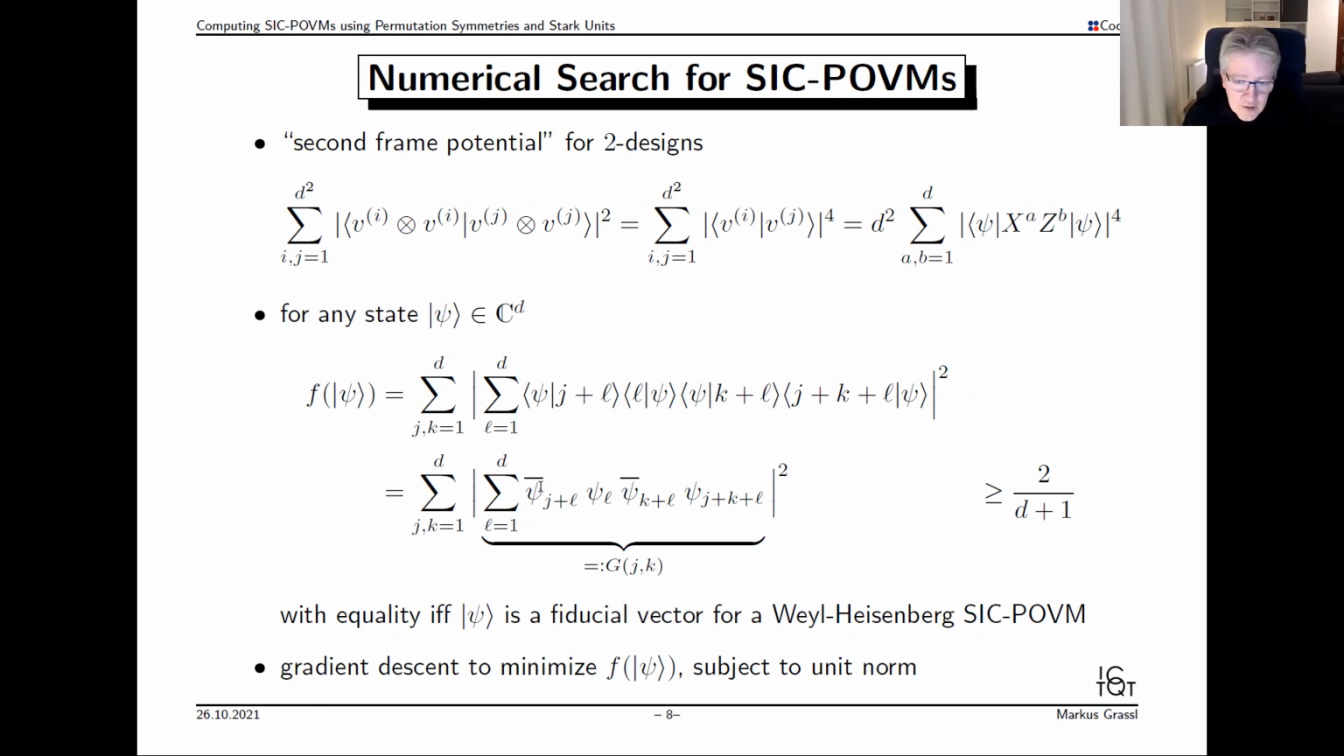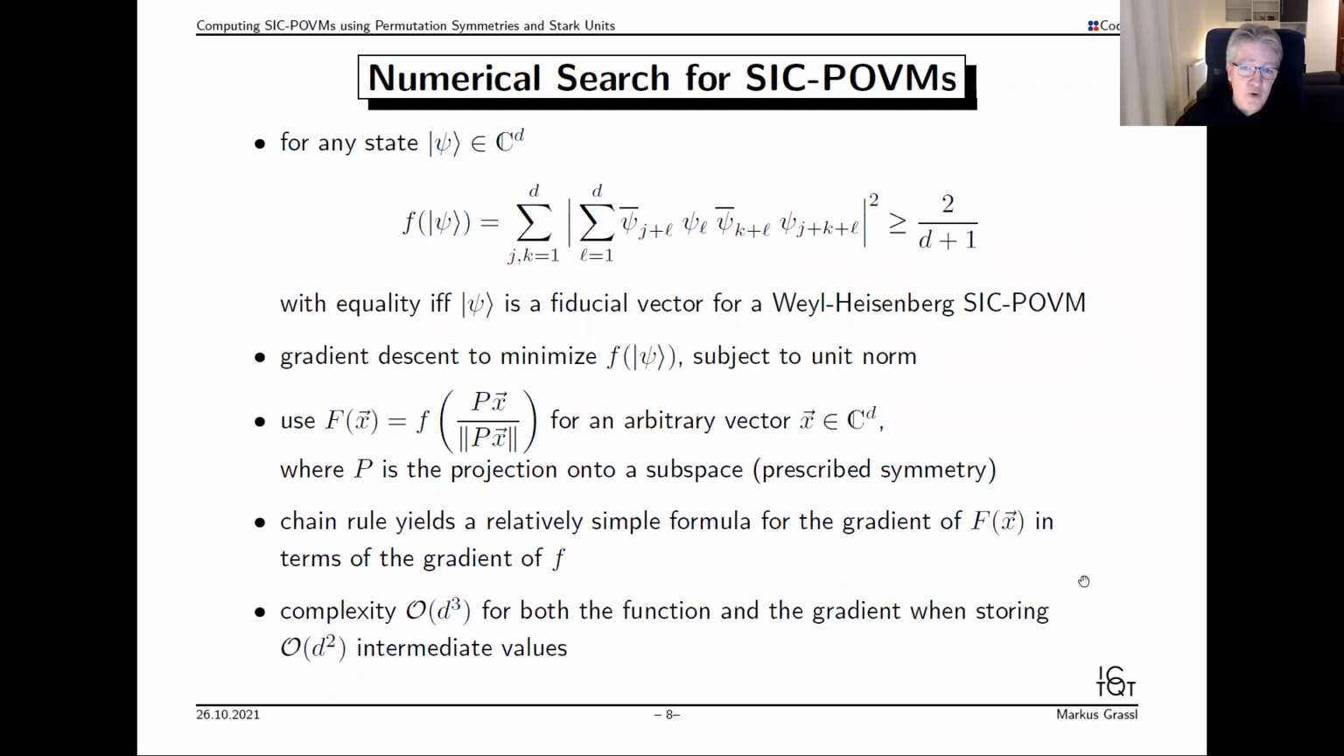By the Welch bound, we know that this quantity is lower bounded by 2 over d plus 1. Whenever we reach equality in this bound, we know that we have an equiangular set of lines, and therefore we have a fiducial vector for our Weyl-Heisenberg SIC-POVM. The main idea is now just to minimize this function, but the caveat is that we have to constrain our vector, of course, to be of unit norm.